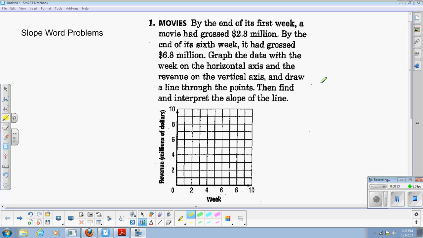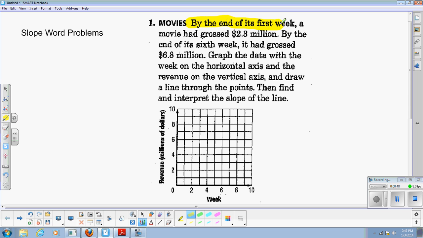So here we go. I'm going to show you how to read these things and what to look for as you read word problems. A slope word problem. Slope word problems, in the wording, will try to give you coordinates. So I'm going to use a highlighter to highlight sentences here.